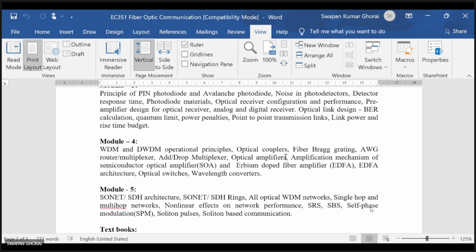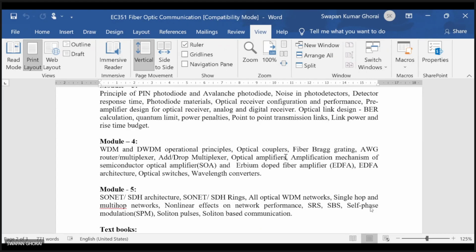This is the fourth module. And in the fifth module, we mainly focus on networks and the nonlinear effects that I have discussed. In network topology, generally we consider SONET. It is a TDM system, synchronous optical network, synchronous digital hierarchy, SDH. SONET is generally used in the US, and in India and other countries the term SDH is used. So we'll focus on SONET rings.